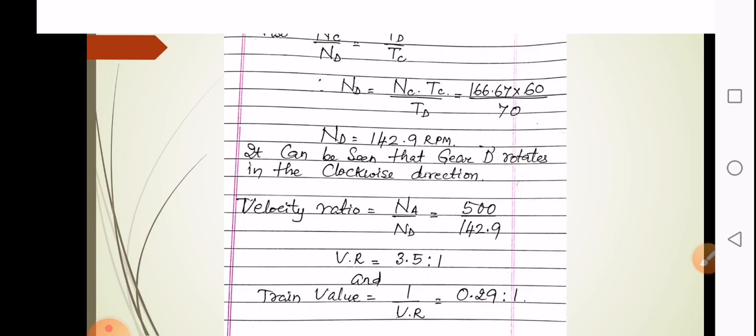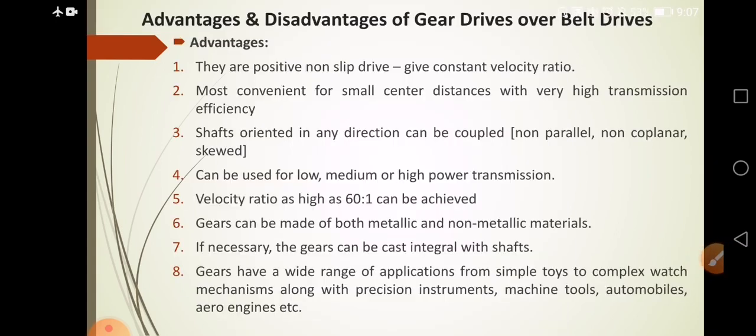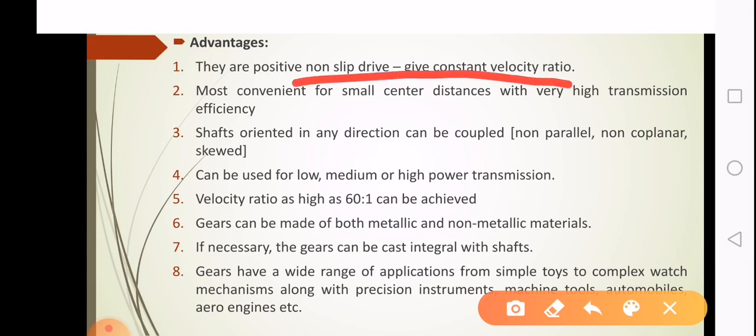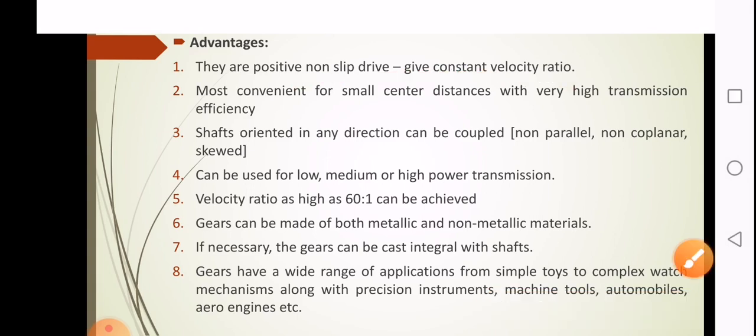Now, what are the advantages and disadvantages of gear drives over belt drives? So let's see the advantages first. Gear drives are positive non-slip drives, and they give a constant velocity ratio, while in the case of belt drives we can expect a small amount of slip. Then they are very convenient for small center distances with very high transmission efficiency.